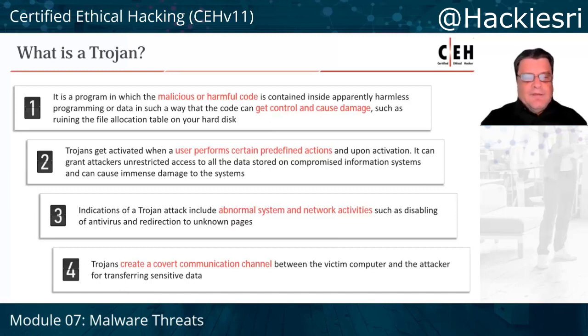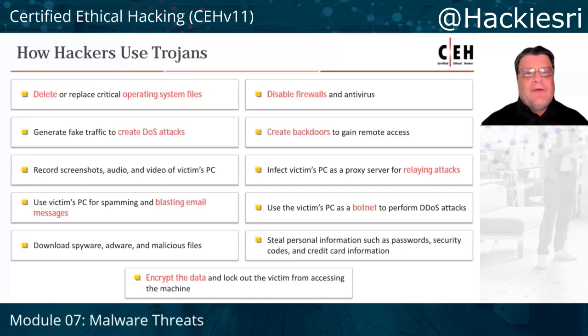Next, indications of a Trojan attack include abnormal system and network activities, such as disabling of antivirus and redirection to unknown pages. Lastly, Trojans create a covert communications channel between the victim's computer and the attacker for transferring sensitive data. How do hackers use Trojans?